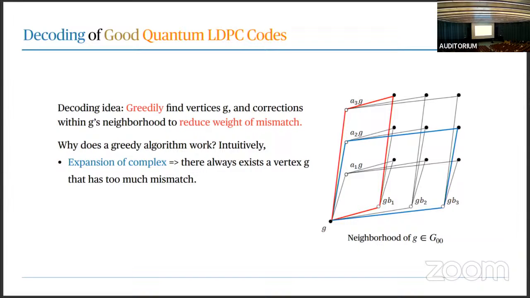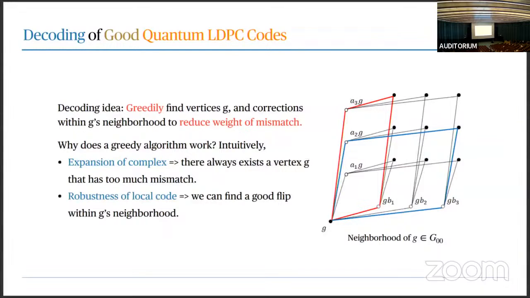This is the very famous global to local kind of argument. What I should really do is to look within this local region and try to reduce the mismatch in that local region. And that's exactly what I would do. I'll use the robustness of the local code. I have not mentioned the local codes at all, but think of this as just some really nice property of the local checks I'll put onto this local neighborhood.